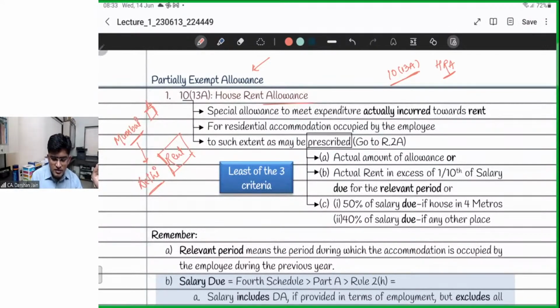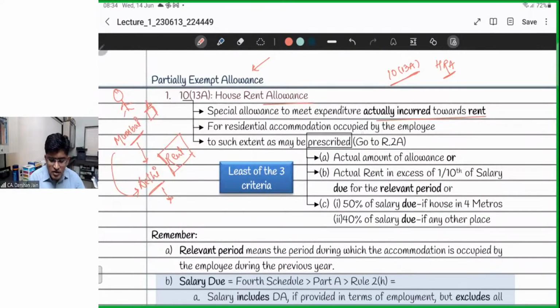So it is a special allowance to meet expenditure actually incurred towards rent. Now, what happens if I don't pay any rent? I'm an employee. I move from Mumbai to Delhi. I tell my employer, boss, I'm not going to go to Delhi. You have to pay me HRA if you want me to go to Delhi. He says, okay, take HRA, you go to Delhi. I shift myself. However, I reside in one of my relatives' houses, and I don't pay any rent. If actual rent is not paid, then nothing is going to be exempt. Rent should be actually paid.